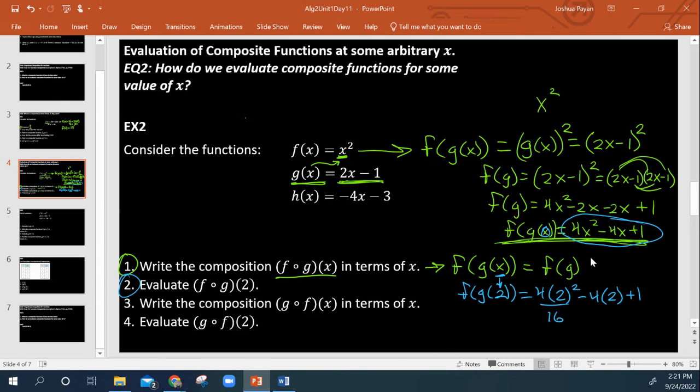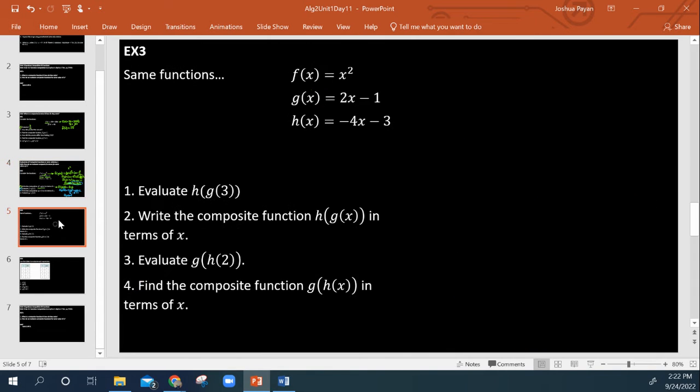4 times 4 is 16, minus 8, plus 1. Then I just combine everything. 16 minus 8 is 8. 8 plus 1 is 9. And of course, f of g of 2 is simply equal to 9. So that's pretty well how composition works.